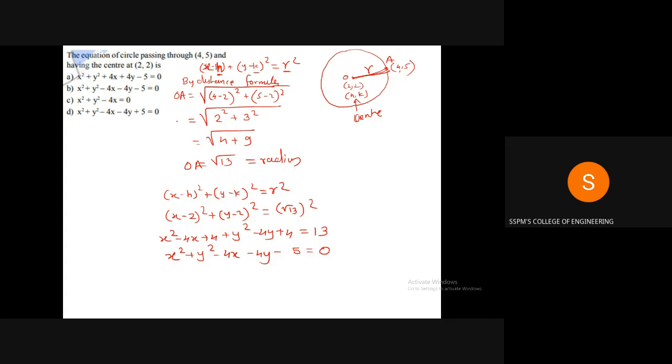So that is the correct option, that is x² + y² − 4x − 4y − 5 = 0. So D is the correct option here. The last question is very easy.